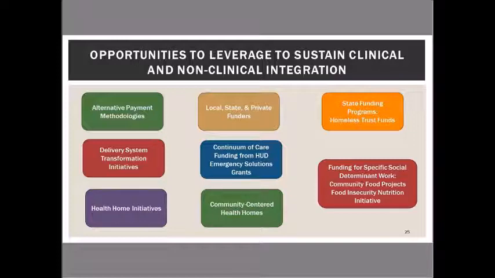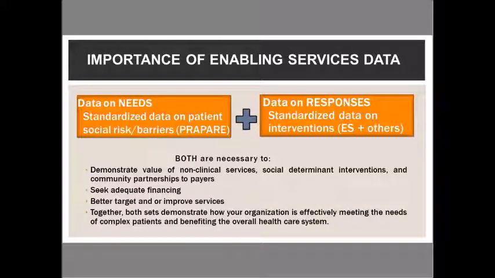Another is the Emergency Solutions Grant. So those are things to potentially look into as well. Certain states also have homeless trust funds, which is an opportunity to potentially look into for housing. And then there's also some other funding for specific social determinant work, whether it's community food projects or food insecurity nutrition initiatives. Those are some things to look into to focus on certain social determinants. So again, while it's not necessarily a complete sustained funding stream, this is where we really are striving towards.